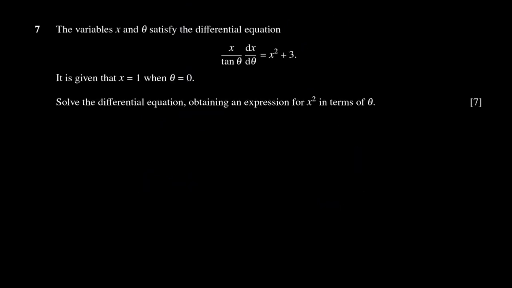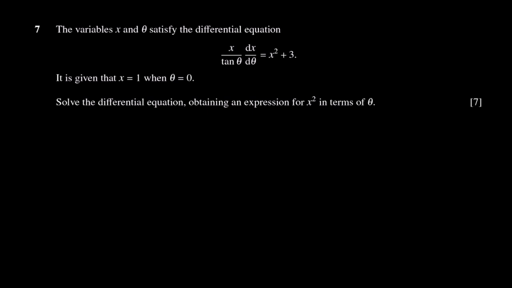Okay, so here we are in question 7. The variables x and theta satisfy this differential equation here. It is given that x is equal to 1 when theta is 0. We want to solve the differential equation, get an expression for x squared in terms of theta. Okay, now the way we do this is with separation of variables. Separation of variables means we've got to bring all of the x terms to one side and all of the theta terms to the other side.